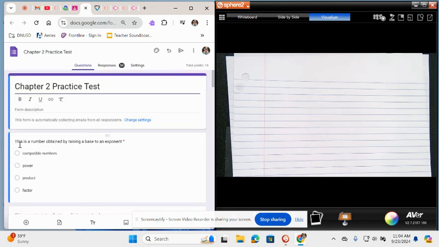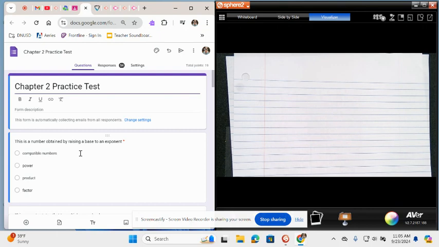Okay, so the first one says, oh, and notice that I have the test over here on the left and I have my scratch paper over here on the right. If you're doing this test with me, make sure that you put everything on your scratch paper that I write on my scratch paper. Do all the problems with me. Don't just wait until I tell you what the answer is. Make sure you're doing it with me.